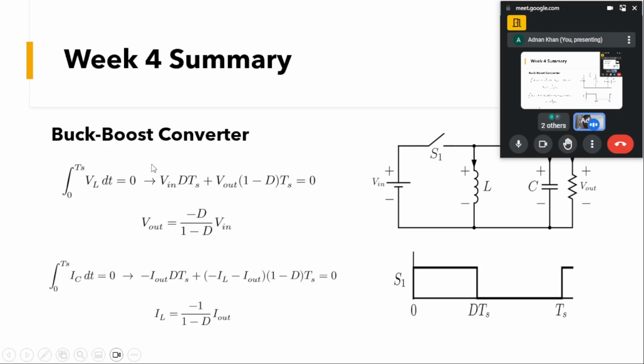That is one equation. And if we solve this, you can see our gain or transformation ratio, V out, will be equal to minus D divided by 1 minus D times V in. What this means is that D can only have a positive value. If you give some value here, D, let us say 0.5 or 0.4, you can see when this V in is positive, V out will be negative as per this equation.